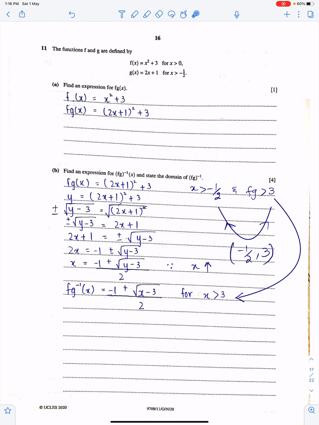Question number 11. f is defined for this domain and g is defined for this domain. We need the expression for fg, and for that we need to substitute the x of f by g. We just need to replace this x by g. So the answer will be (2x plus 1) whole squared plus 3.